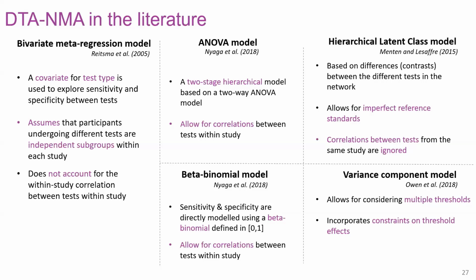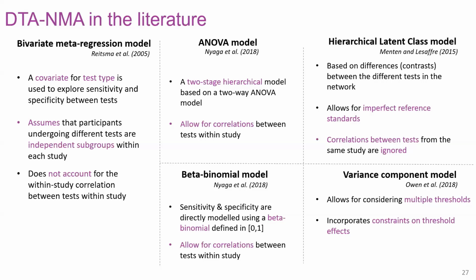In terms of the beta binomial model, this DTA-NMA model is also a 2-stage model. It is based on a bivariate beta distribution, and the authors used a copula density to capture the dependency between sensitivity and specificity. And similarly to the ANOVA model, there is a variation allowed in the true study-specific sensitivities and specificities.